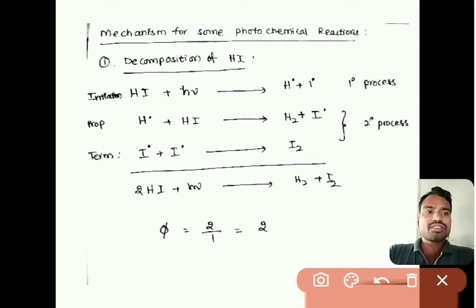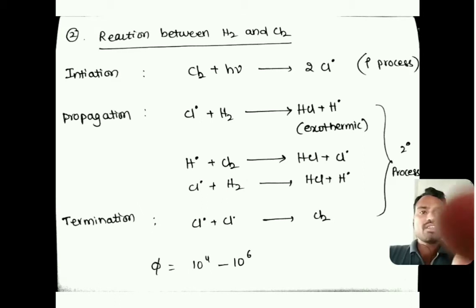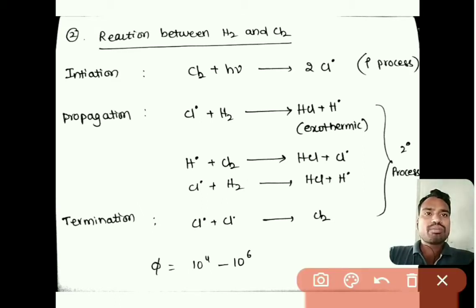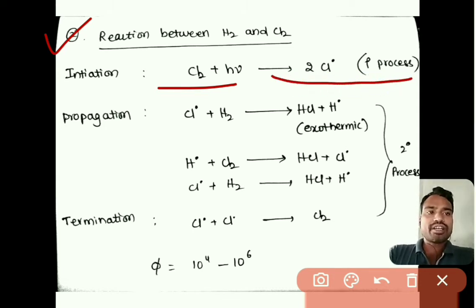Next we will see another example of a photochemical reaction, that is the reaction between H2 and Cl2 to form HCl. Here the primary process is that Cl2 absorbs 1 photon of energy and is converted into 2 Cl dot. So Cl dot active species, or free radicals, are formed. This is the primary process, or nothing but a chain initiation step. Then the secondary process is a chain propagation step.